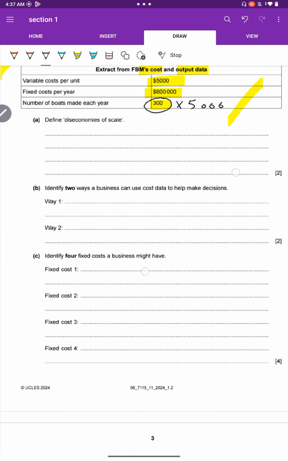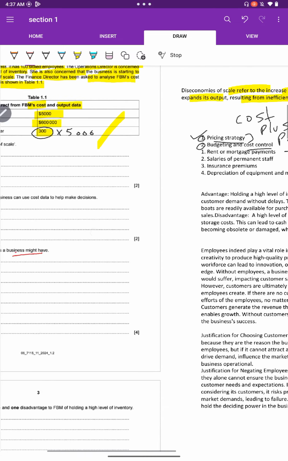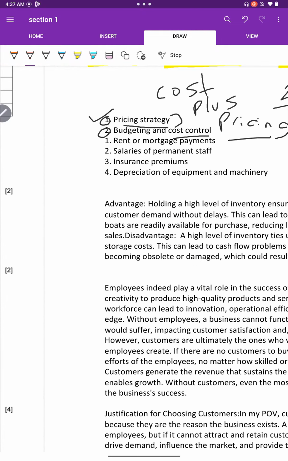And the next part is the C part. This C part is to identify four fixed costs that a business might have. So now this is again very easy. First it would be the rent. We know that the rent would be the same whether you are creating a high output or not. So that's why this is also a fixed cost.